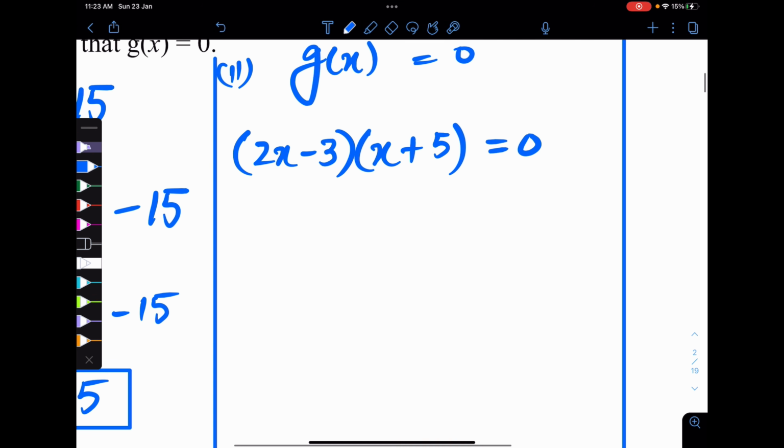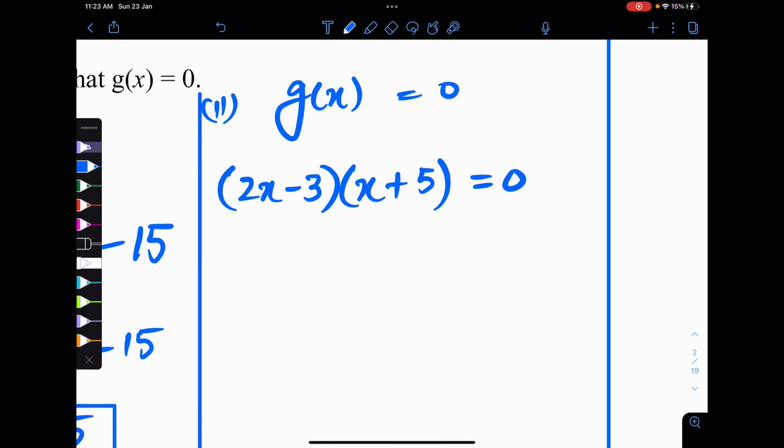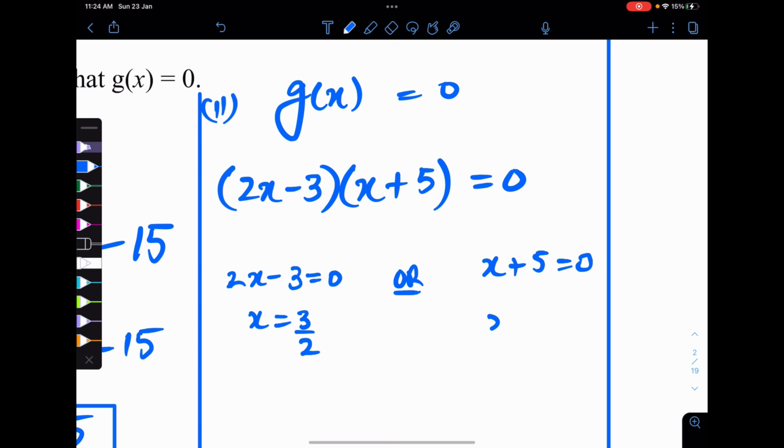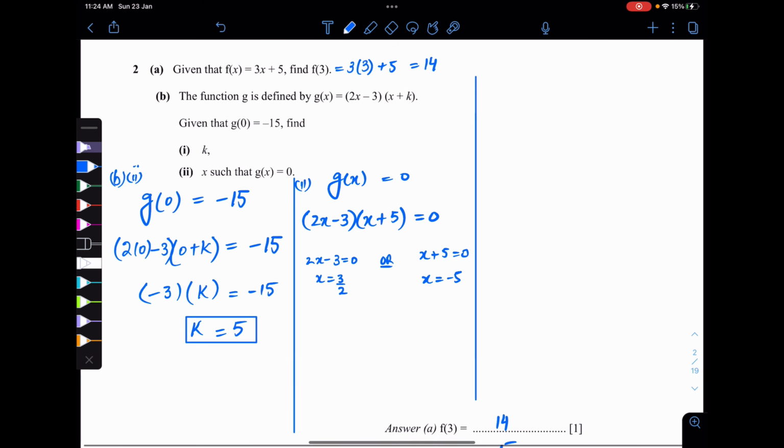Now this question is basically a question from algebra, where we are required to solve a factorized equation. And if you've seen this before, you know that once you have two brackets equal to 0, what you can do is put the first bracket equal to 0, and that would give you the first value of x, or you put the second bracket equal to 0. This gives x is equal to -5.